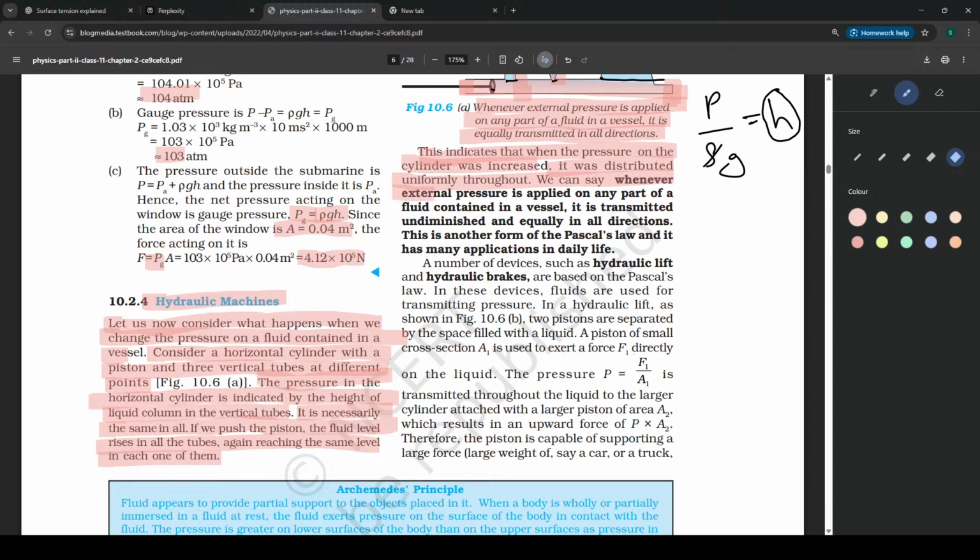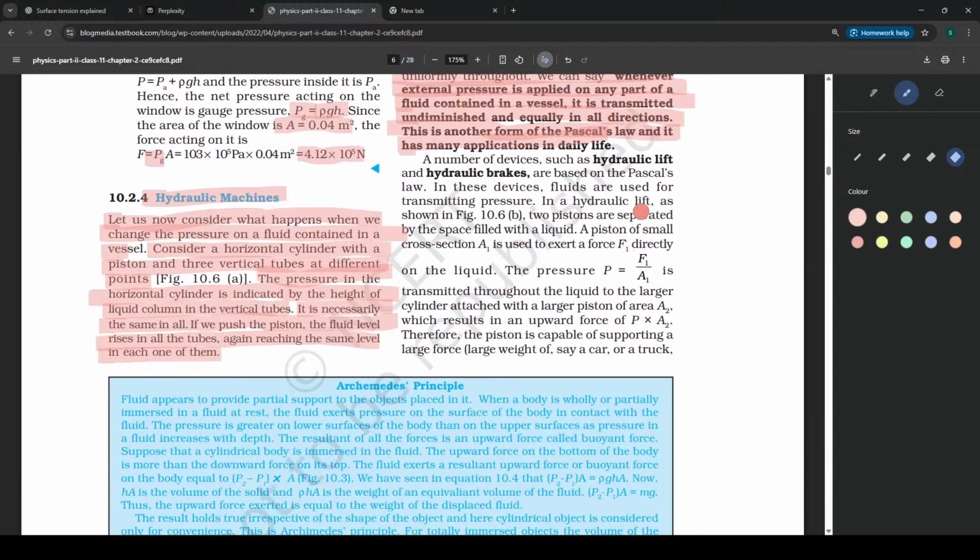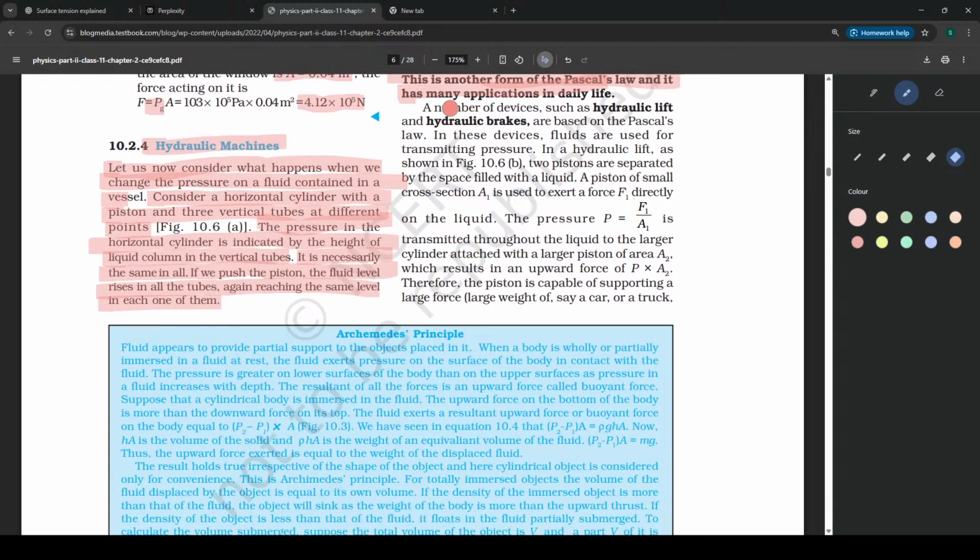We can say whenever an external pressure is applied on any part of a fluid contained in a vessel, it is transmitted undiminished and equally in all directions. This is another form of Pascal's law, and it has many applications in daily life. A number of devices such as hydraulic lift and hydraulic brakes are based on Pascal's law. In these devices, the fluids are used for transmitting pressure.